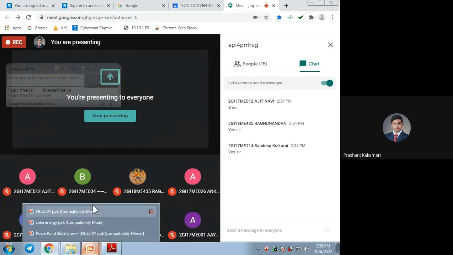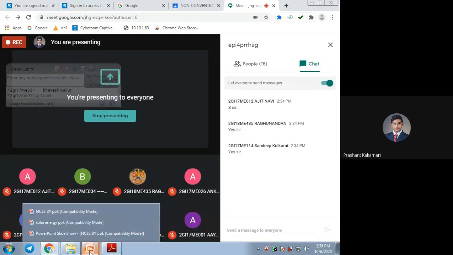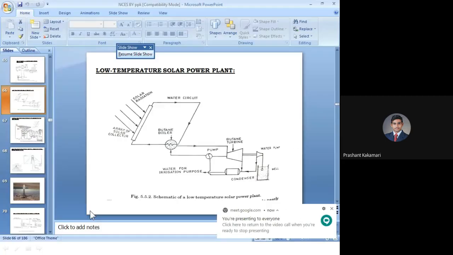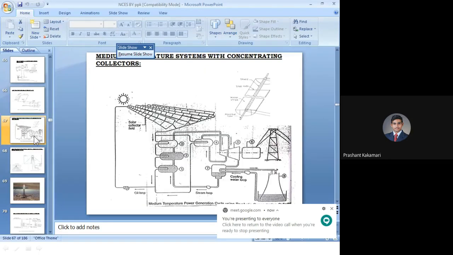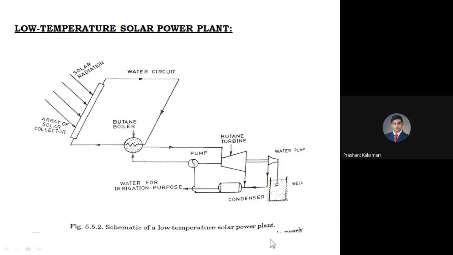The next is medium temperature. You can just see. Medium means we have to go for just above 100 degrees centigrade. For that, one can go for the concentrating type of collectors.